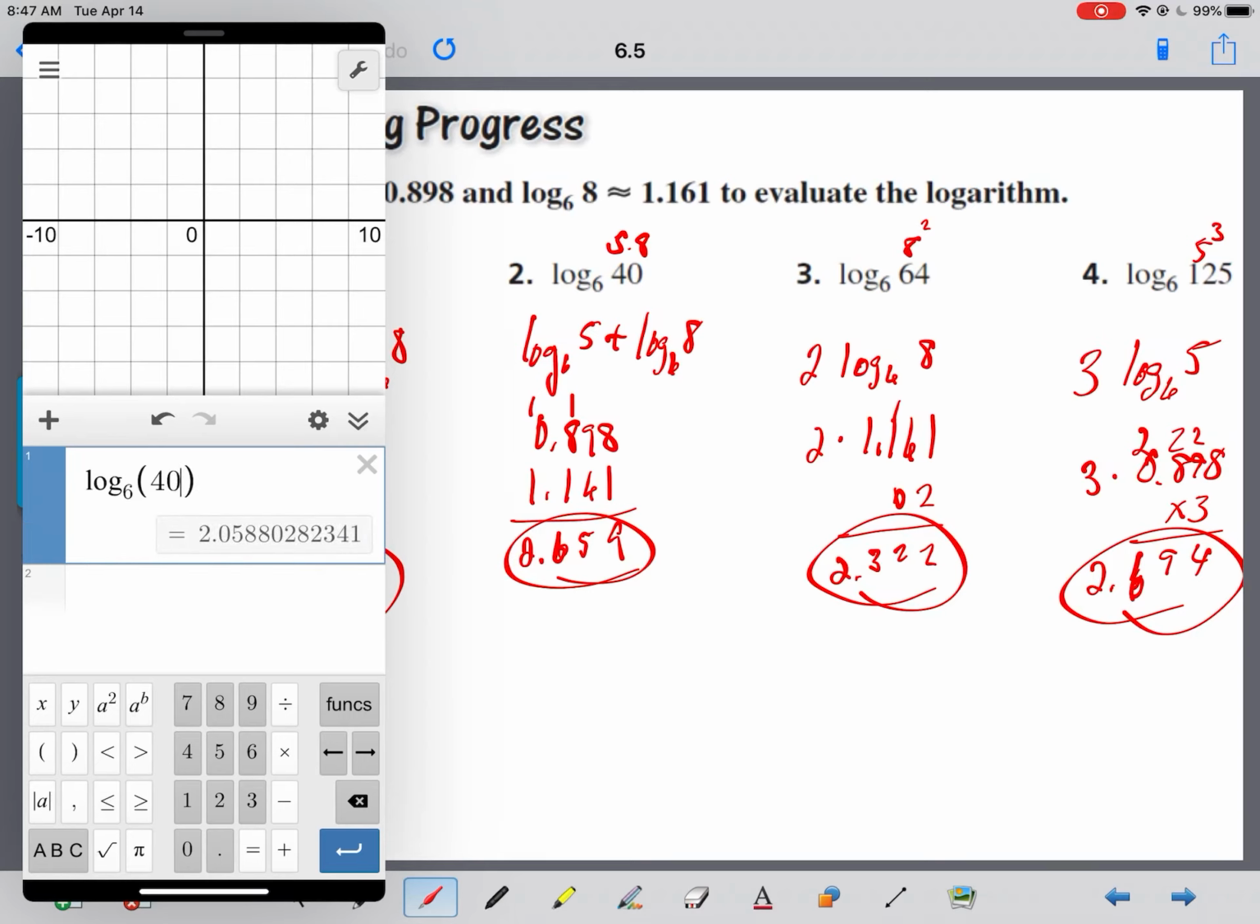Let's double check that one. Let's see, 6 of 40. 2.059. Yeah, that's because we rounded. Oh, was that an O? Let's see. 9, 15. Yeah, it was an O, not a 6. There we go. Good. And we could do 64.